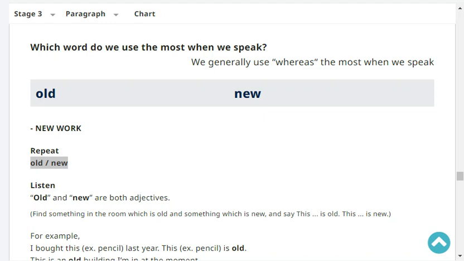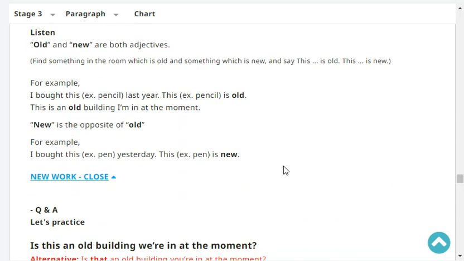Very good. Okay, listen. Old and new are both adjectives. For example, I bought this pencil last year. This pencil is old. So this is an old building I'm in at the moment. It's like a 25 years old building.